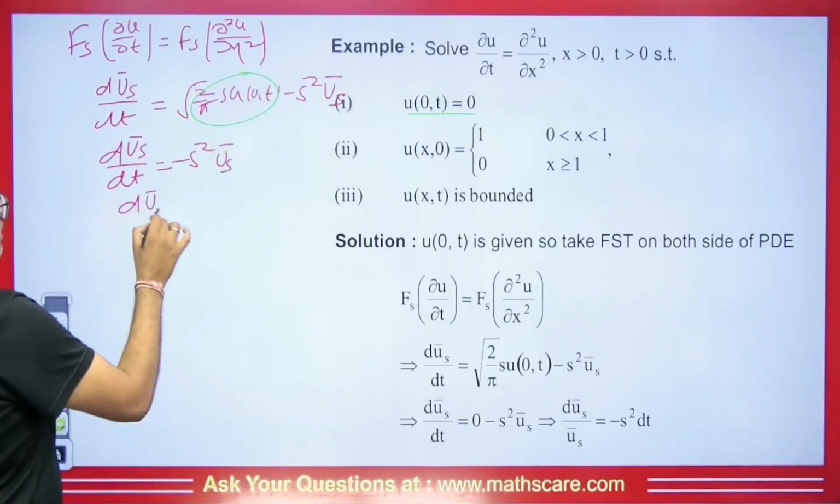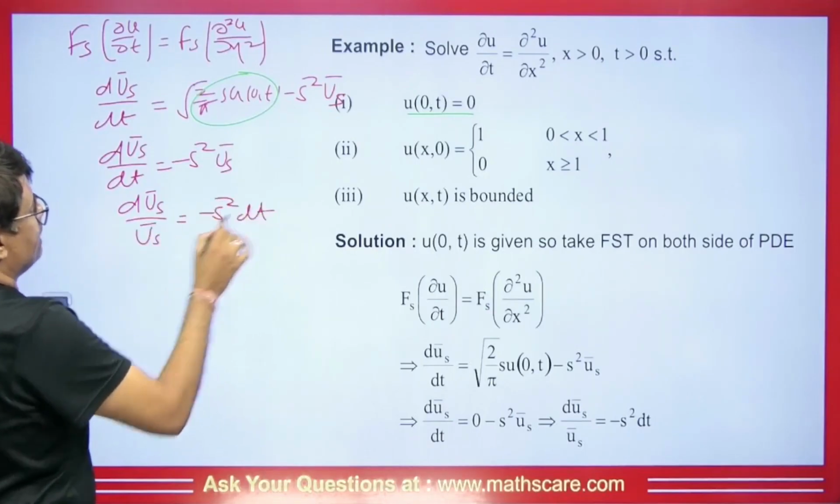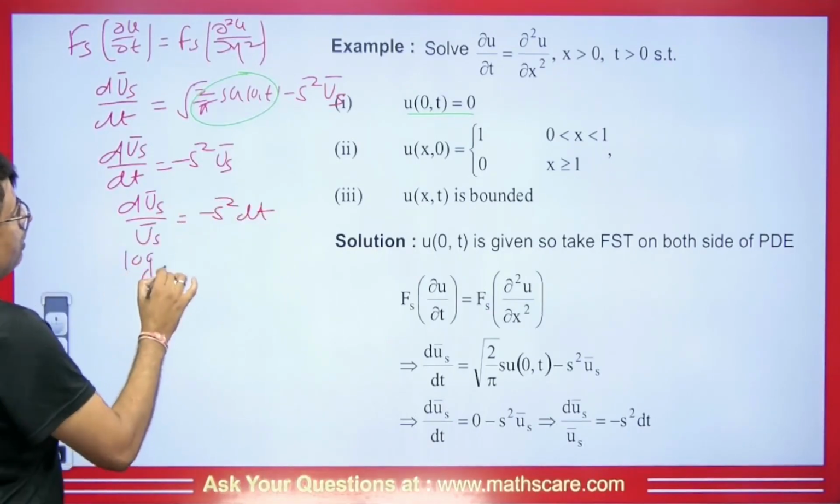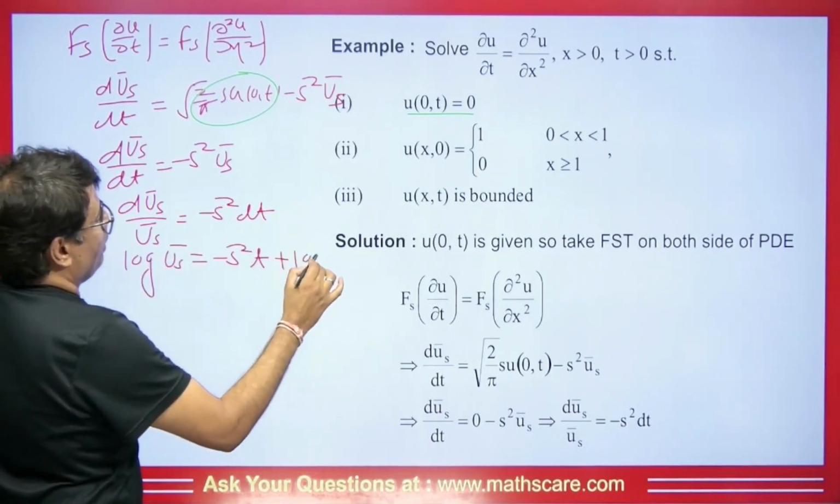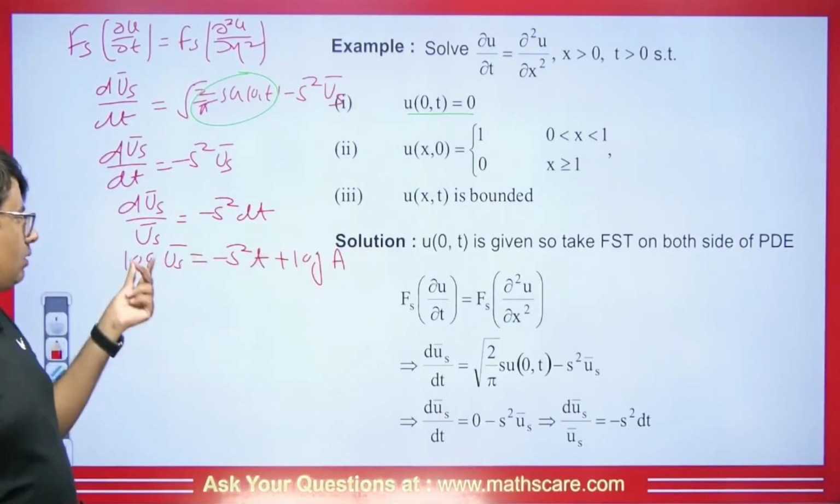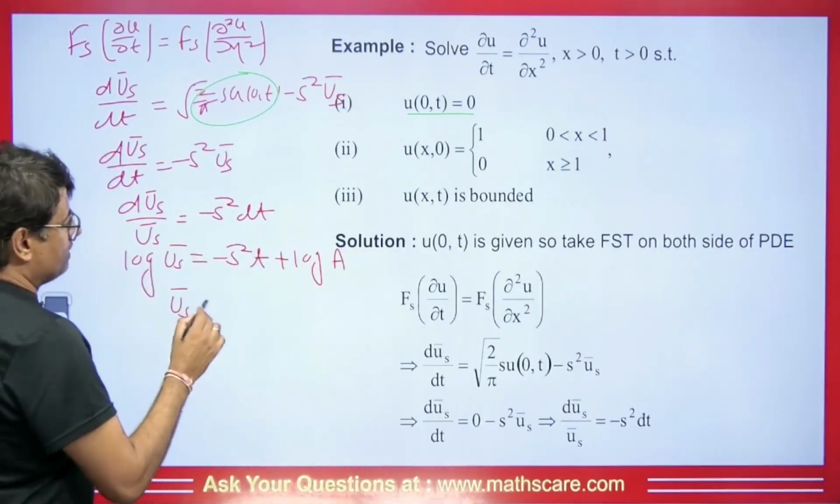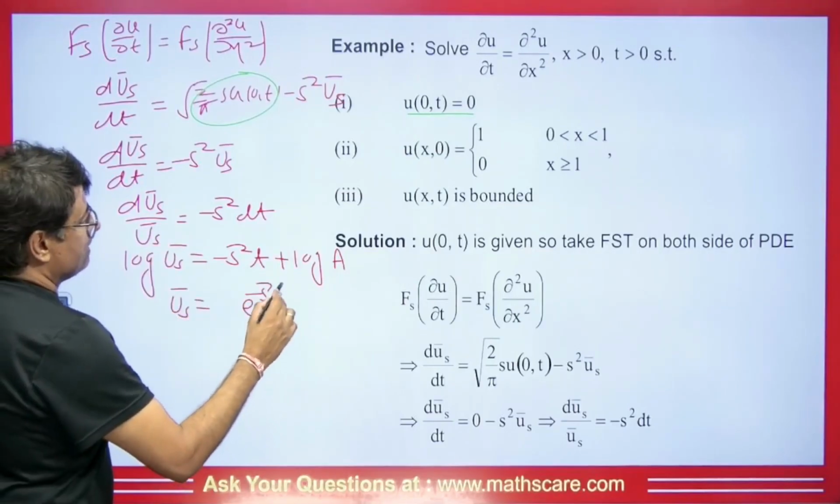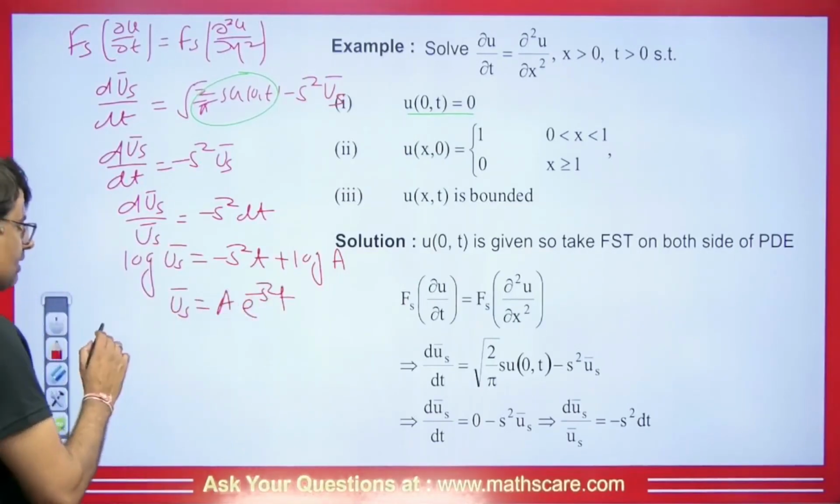So what will we do here? We will separate the variables and integrate, right? Then we will get log u bar s equal to minus s square t plus log a. Taking log a to the other side, it becomes log a minus log b, so log of u bar s upon a, and when we remove the log, we get u bar s upon a equal to e to the power minus s square t. And this a will be cross multiplied over here. So we know what it means.